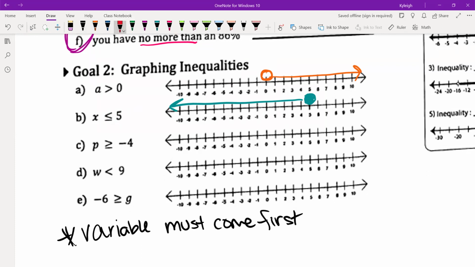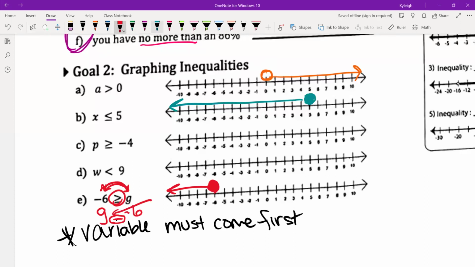That means we need to rewrite this. We need to flip these. So G comes first, -6 comes here. And when I flip those, I flip my inequality symbol. Okay, so when I just flip them to put the variable first, everything just flips. And now we should know that it is a closed circle because of this line over this number. That's not really over that number. Let's put it a little bit more. And then it goes this direction because of the arrow.